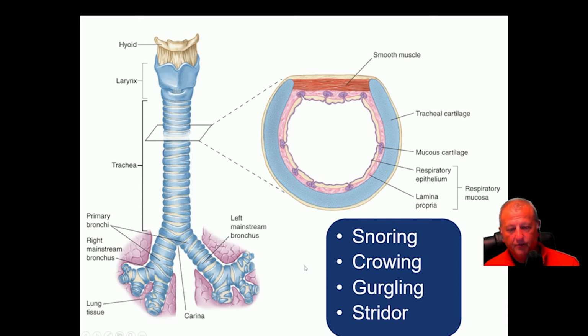So these are sounds that people make that are abnormal, that need our attention. So snoring, okay, crowing, gurgling, and stridor. Snoring. So anytime you have somebody who has snoring respirations, it's probably because their tongue is obstructing their airway. We need to do a head tilt chin lift unless there's trauma involved. Then we need to do a modified jaw thrust. Crowing. Ha, ha, like that. Sounds like a crow. Gurgling.